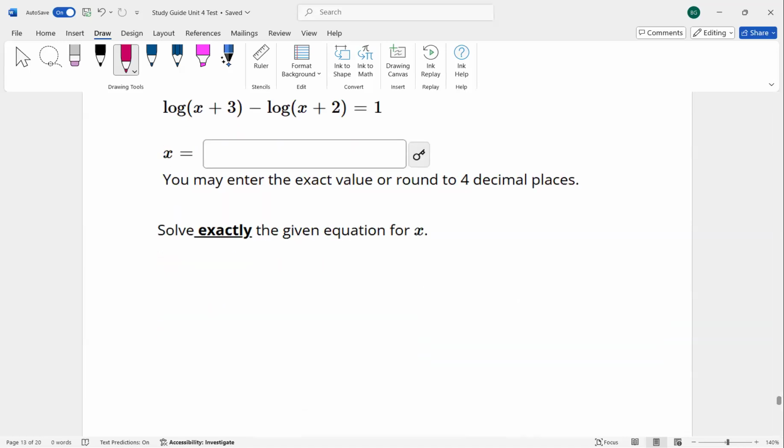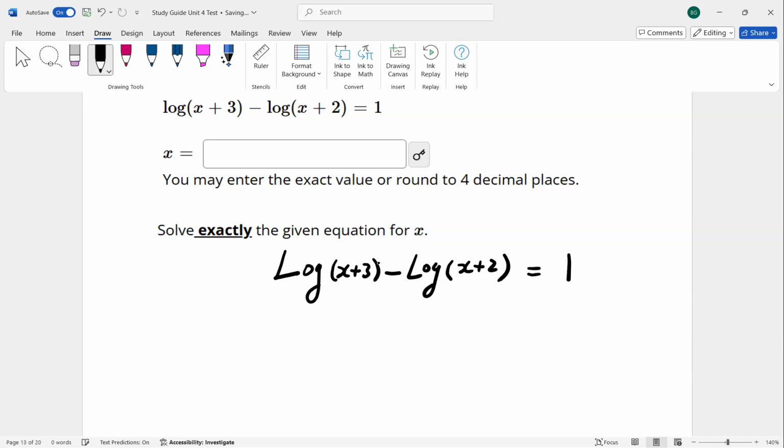Let's see how we solve this log equation. We have 2 logs on the left side. We have a 1 on the right side. So allow me to write a capital L, log, then they remind me it's base 10. Log base 10 of x plus 3 plus log base 10, common log, of, minus common log of x plus 2 equals 1.